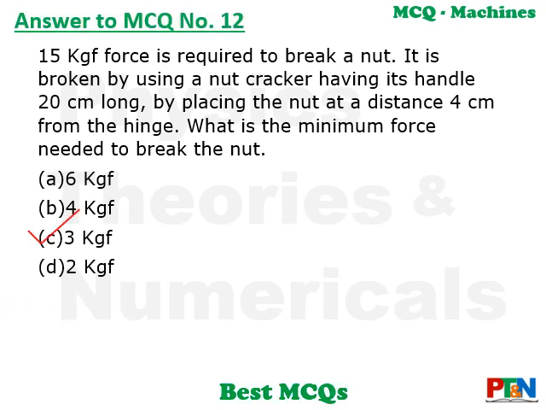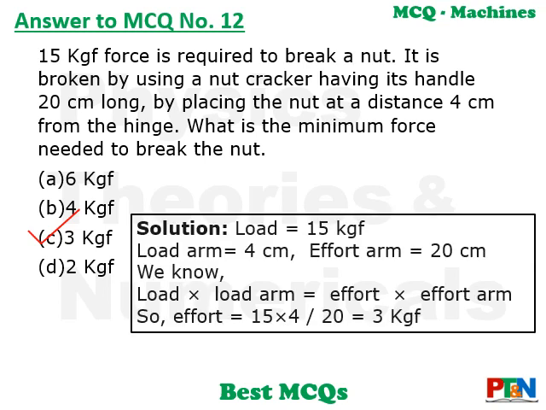Let's understand the solution also. So here load is 15 kgf. That is the force required to break the nut. Load is 15 kgf. Load arm is 4 cm. Effort arm is 20 cm. So you put into the relation load into load arm is equal to effort into effort arm. From there you get effort is equal to 15 into 4 by 20, that is 3 kgf.